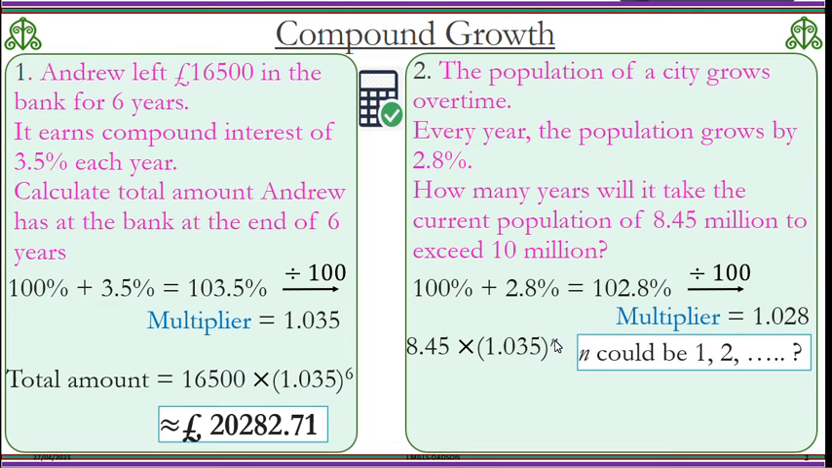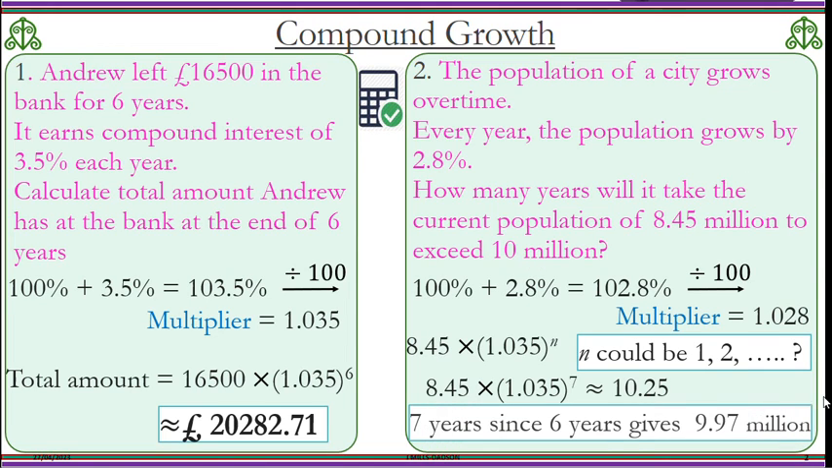And the question is, is it going to take 1 year, 2 years, 5 years, 7 years? You don't know. So in GCSE, a calculator is allowed. All you need to do is keep changing n to 1, 2, 3, 4 until you find the number that makes the population just exceed 10 million. And if you try, you realize that the answer will be 7 years, because 7 years gives you 10.25 million. 6 years gives you 9.97 million. So therefore the answer is 7. It's going to take 7 years.